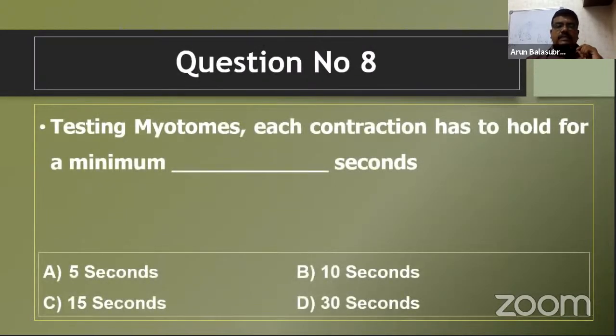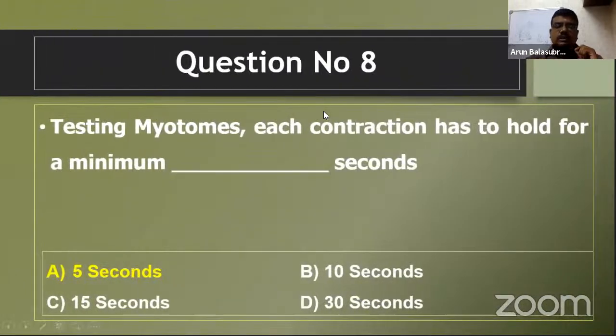Okay, question number 8. Testing myotomes. Each contraction has to be held for at least dash seconds: 5 seconds, 10 seconds, 15 seconds, or 30 seconds. When you test the myotome, how many seconds do you ask the patient to hold it? Because when you ask the patient to hold it, you are able to identify whether there's a weakness or not. At least you have to hold it for the minimum. The correct answer is 5 seconds. At least 5 seconds you ask the patient to hold it. Most of you have put the correct answer, right? Hold it for 5 seconds and identify whether the patient exhibits any symptoms or not.